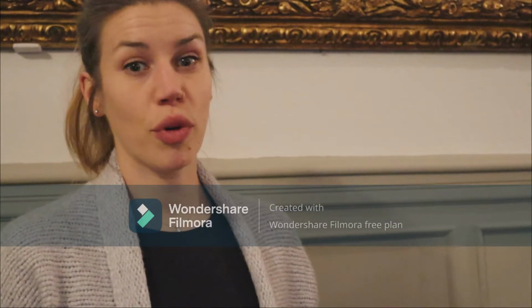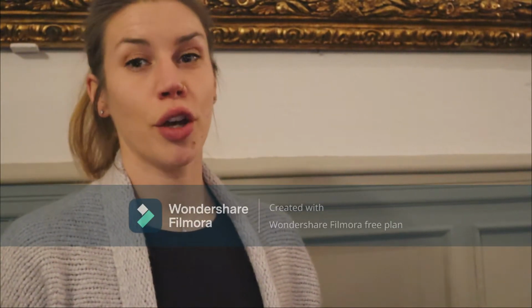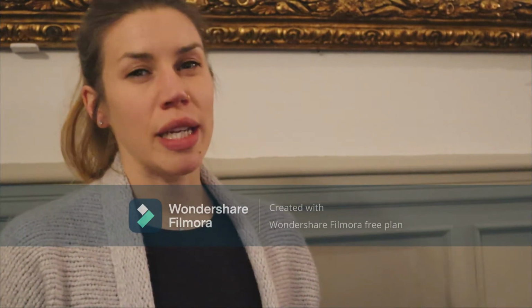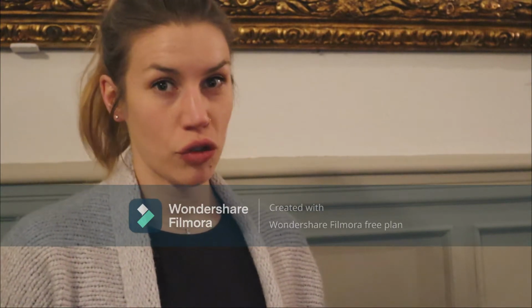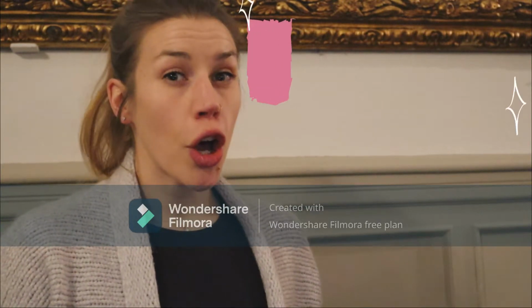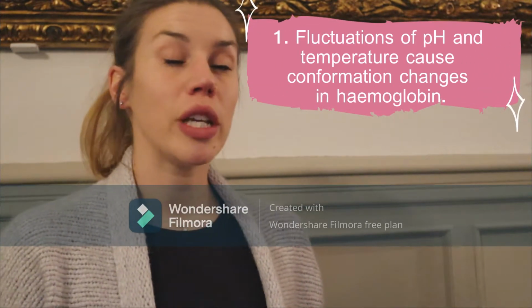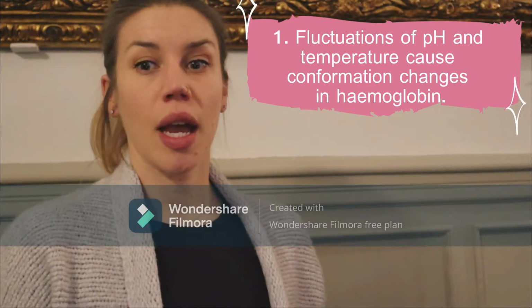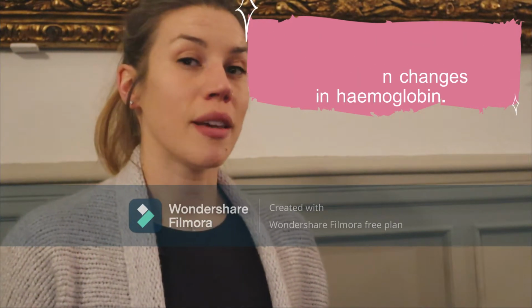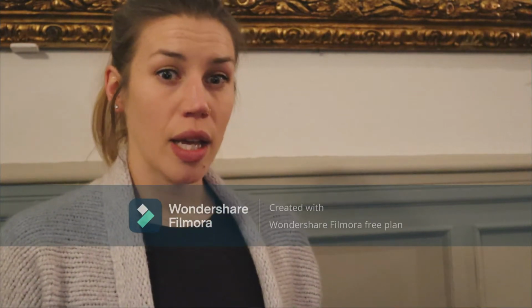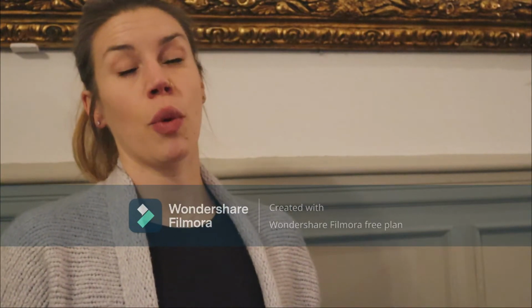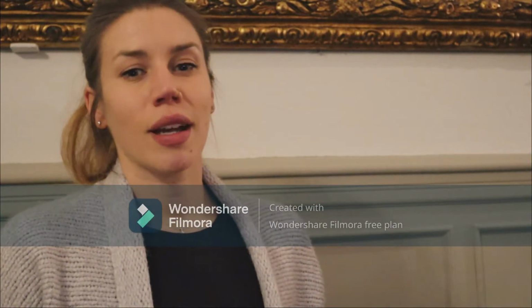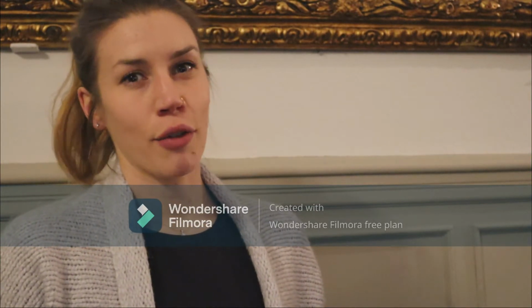To understand the Bohr effect further, we first need to know 2 things. We need to remember that hemoglobin is a protein with a quaternary structure. Therefore, we know, because it's a protein, that fluctuations of pH and temperature cause conformation changes, and this in turn will affect hemoglobin's affinity for oxygen. Secondly, we also need to know what happens to carbon dioxide. There are 3 ways carbon dioxide can be transported around the body.